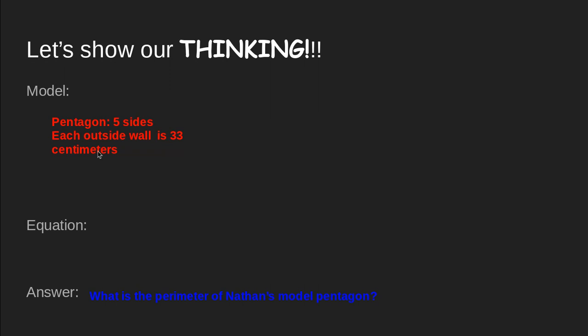for his model. We also know that each outside wall measures 33 centimeters. So once we have our model, a pentagon has 5 sides and they're all equal. We know that 33 centimeters is the outside wall. And it got me thinking, well, what about the other sides? And then I thought, wait a minute, I already know, because this is a regular pentagon, which means all sides are equal. Therefore, what is the measurement for each wall? 33 centimeters? Yep, that's exactly what I thought you were going to say.